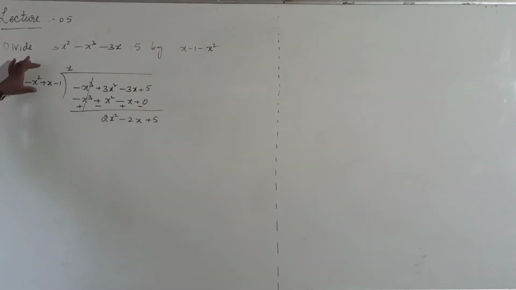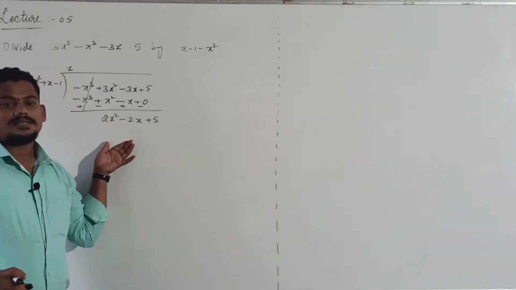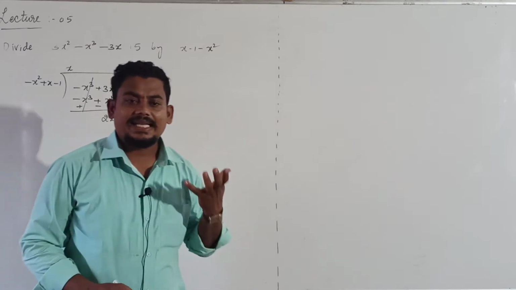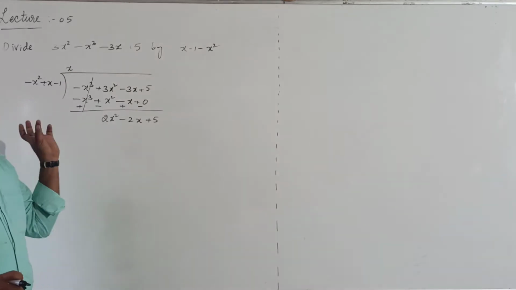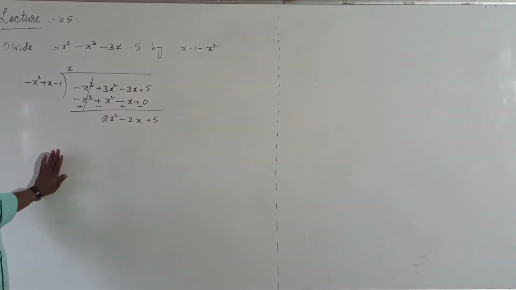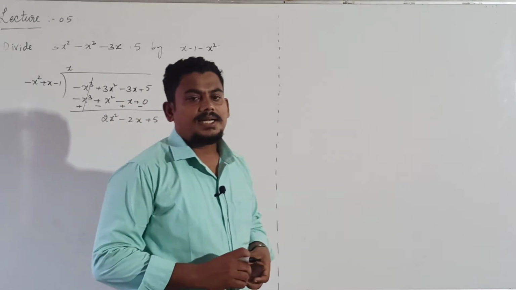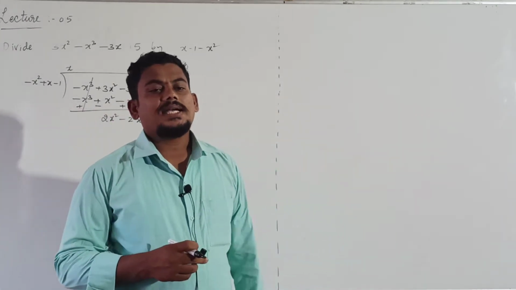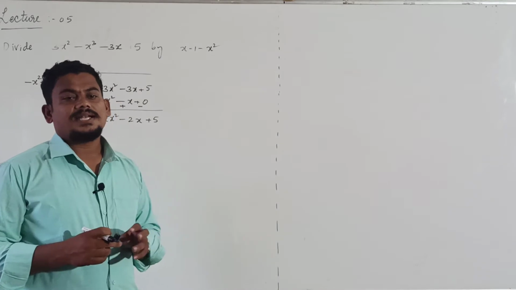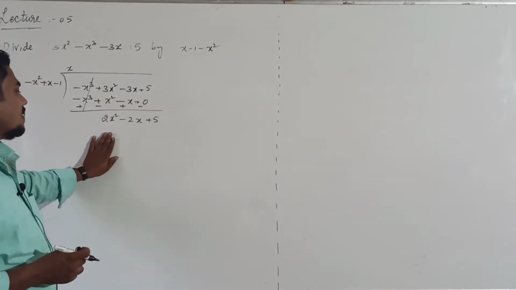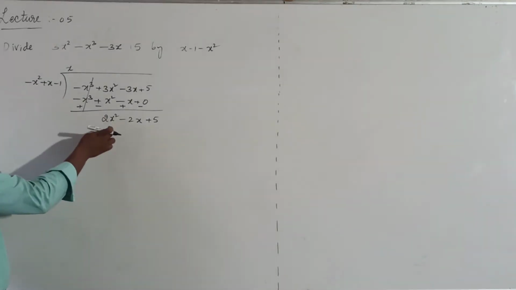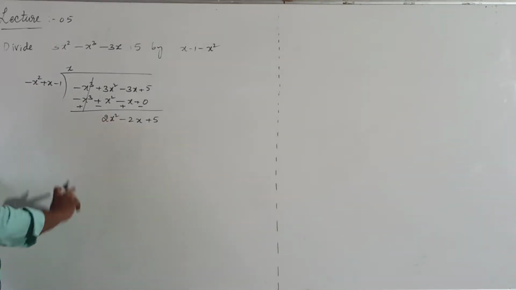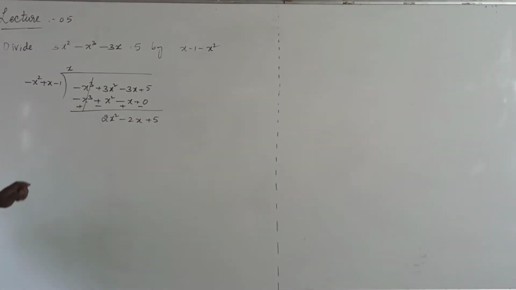Now observe the degree of the divisor and the degree of the remainder. Continue this process till the degree of the remainder is less than the degree of the divisor, or the remainder is equal to 0. Continue the process till the end. Clearly the degree of the divisor is the same as the degree of the remainder, so continue this process.